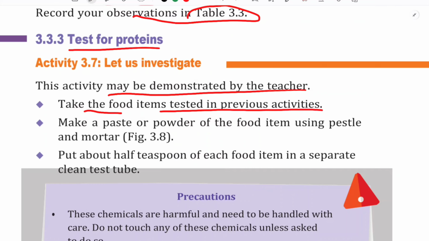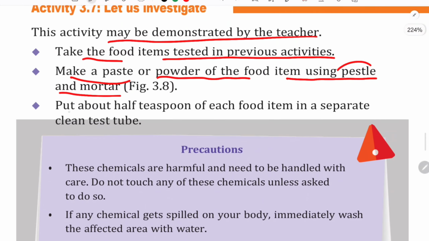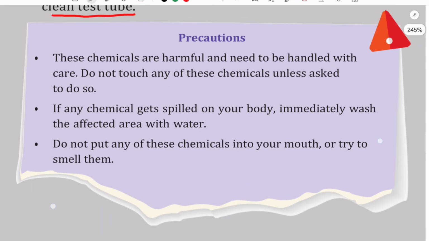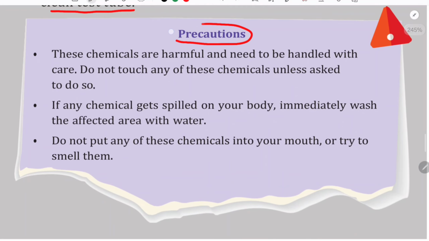You can take those food items again and make a paste. Now you have to make a paste or powder of the food item using a pestle and mortar. So with the help of this pestle and mortar, you can make a paste or powder of those food items. Okay, and what happens next? Put about half a teaspoon of each food item in separate clean test tubes. So you have to take 3 to 4 test tubes here, and put half a teaspoon of each food item in a separate test tube. So here you need to take some precautions also.